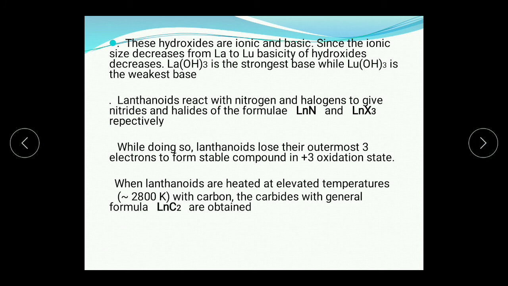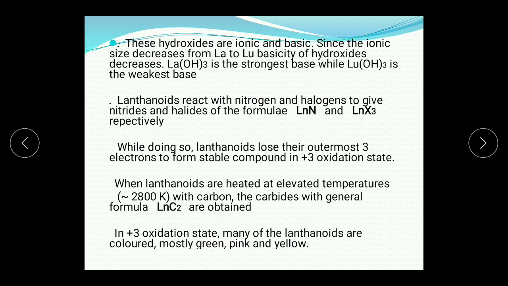When lanthanides are heated with carbon at an elevated temperature, about 2800 Kelvin, they form carbides of the formula LnC2. So, lanthanum carbide forms easily because carbon is a non-metal. In the +3 oxidation state, many of the lanthanides are colored. In their ionic state they show various colors like green, pink, and yellow.